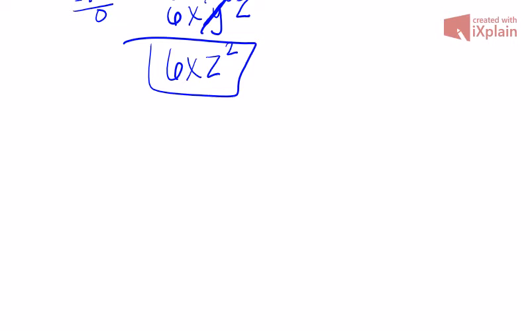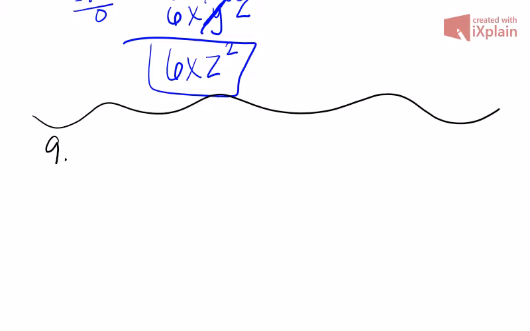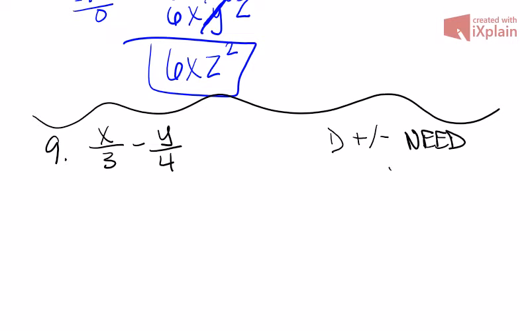For 9 is actually not bad at all. So x over 3 minus y over 4. For adding or subtracting, we do need common denominators.